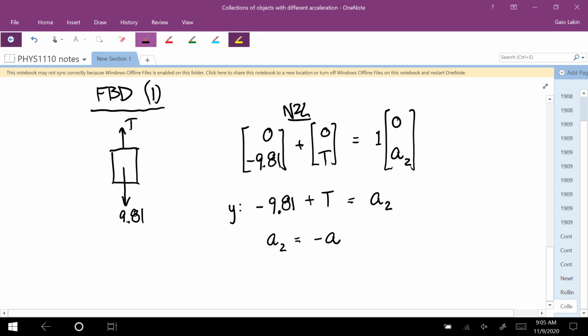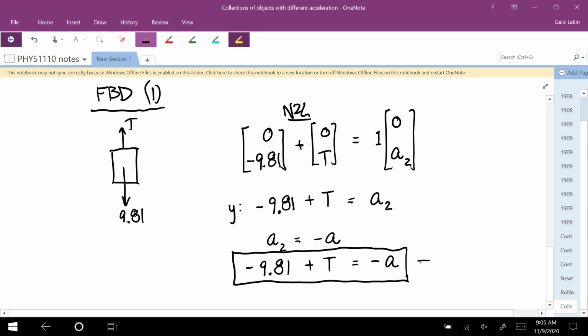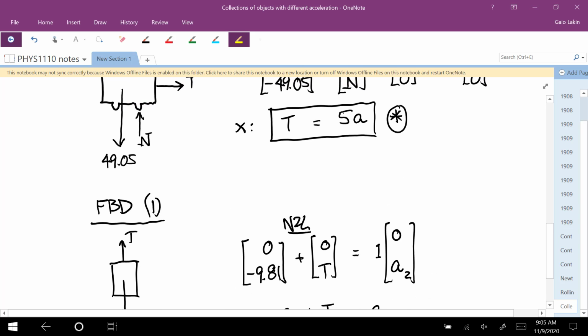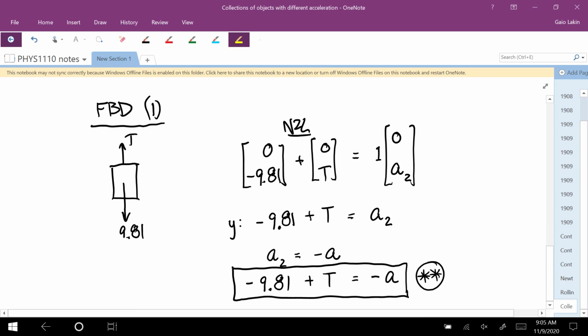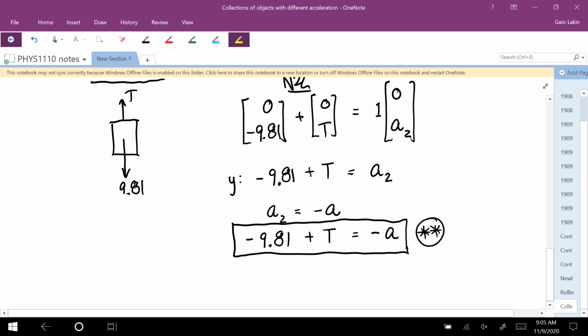Now put that into the equation, and that'll give us our second equation for the system. So negative 9.81 plus T is equal to, substitute A in here, negative A now. And this is our equation 2 star. Well, now look at our system of equations. We have two equations and two variables, T and A, and we just have to solve that by substitution.